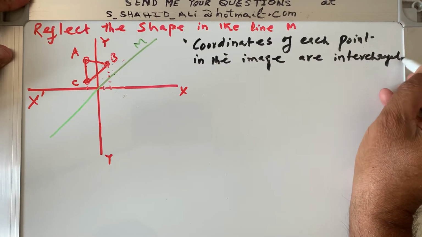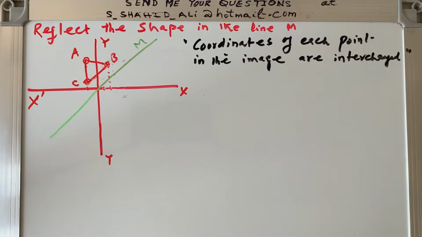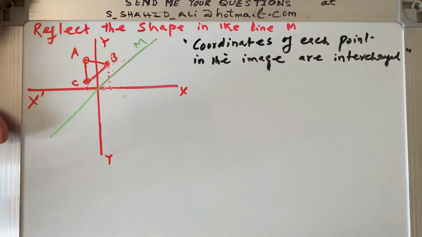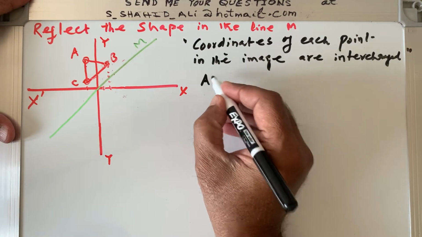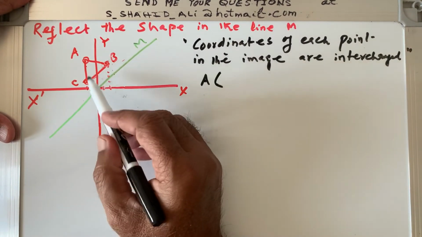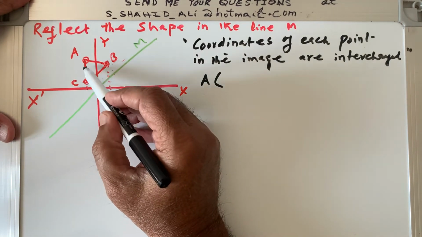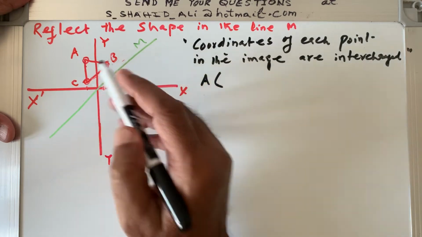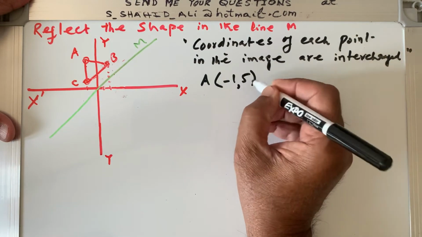Rule of thumb. So we need to change the coordinates, but we have to first find out the coordinates of the figure. So what is the figure? The figure is A, and we have to see what A is. So -1, and then we go up 1, 2, 3, 4, 5. So I have -1 and 5, A.